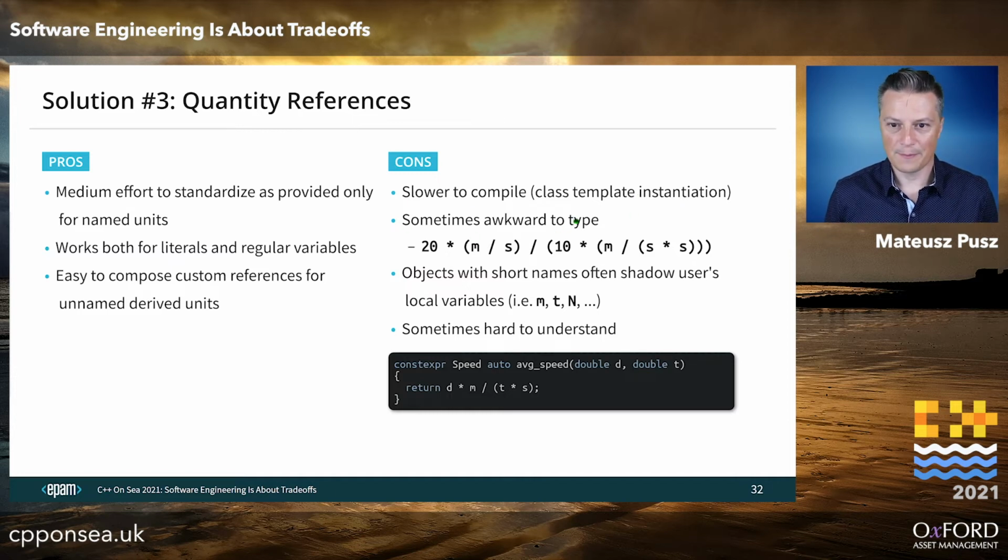Sometimes it may be awkward to type. For example, this is 20 meters per second divided by 10 meters per second squared. So the speed divided by acceleration. Objects with short names often shadow users' local variables. I'm pretty sure that in your code base I can find already variables and objects with the name m, t, or big N, right? So this is meter, ton, for example, and newton. And those may collide.